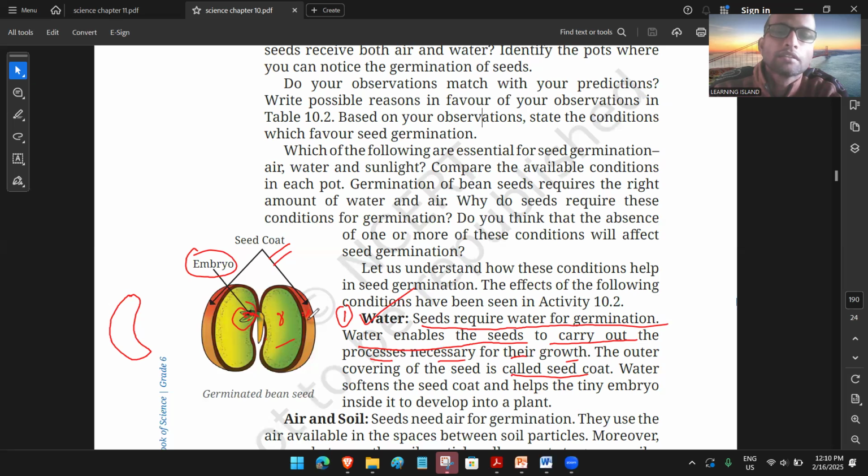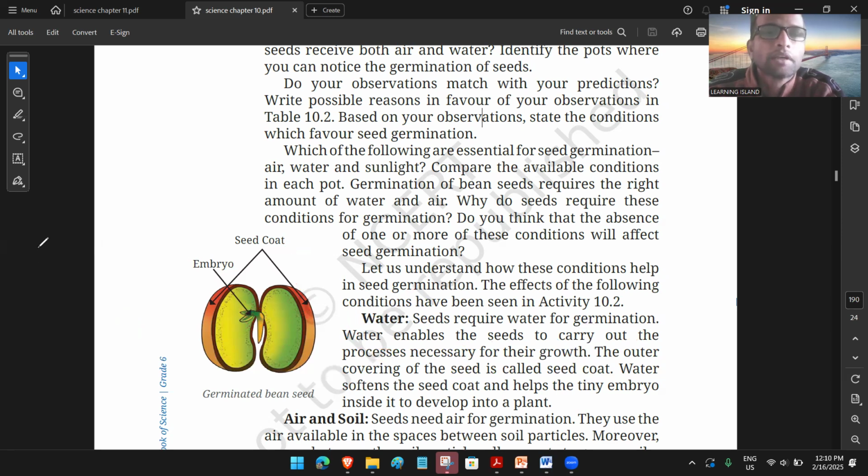ये जो सीड कोट है ना, ये तो रहता है हार्ड, तो पानी क्या करता है, उसको सॉफ्ट करता है, और ये जो एम्ब्रायो से पत्ते, इसको काट के निकाल सकते हैं, ठीक है। सो ये वाटर हेल्प करता है। तो ये क्वेश्चन में आ सकता है, how water helps the germination. ओके, this is the answer. ओके, सो माय डियर स्टूडेंट्स, नोट इट डाउन। मैं आपको क्वेश्चन और आंसर्स भी बता रहा हूँ। Okay, you just mark it out. Now let us go to the next.